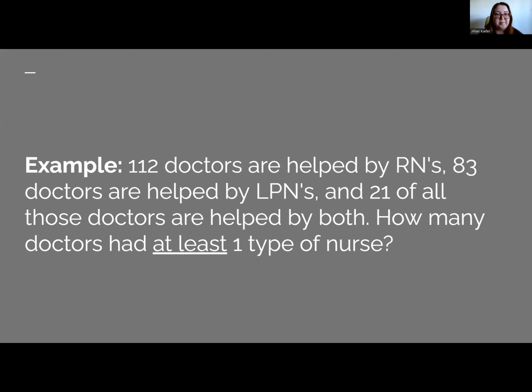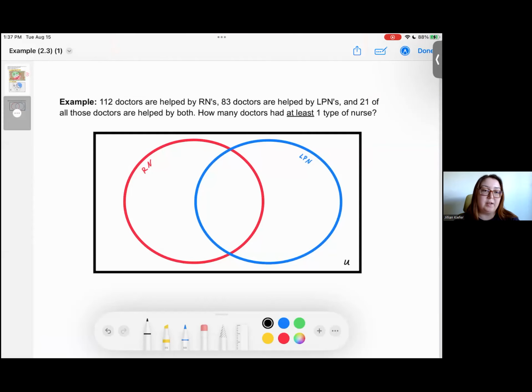So let's go ahead and do an example. For example, we say 112 doctors are helped by RNs, 83 doctors are helped by LPNs, and 21 of all those doctors are helped by both. How many doctors had at least one type of nurse? So we're going to use a Venn diagram and represent this situation and then answer our question. All right, so here's our question again. We're saying 112 doctors are helped by RNs, 83 doctors are helped by LPNs, and 21 of all those doctors are helped by both. So how many doctors have at least one type of nurse?